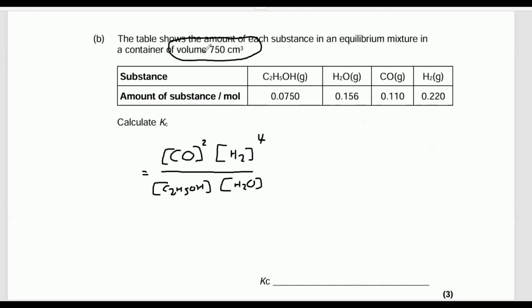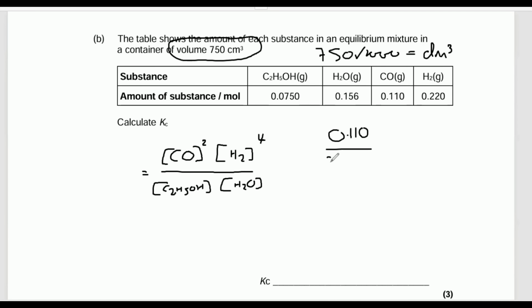So, I need to take account this time. They don't always do this. Sometimes they just give you moles, but if they give you a volume, you must work out the concentration by dividing the moles by the volume. So we've been given moles and volume instead of concentrations.